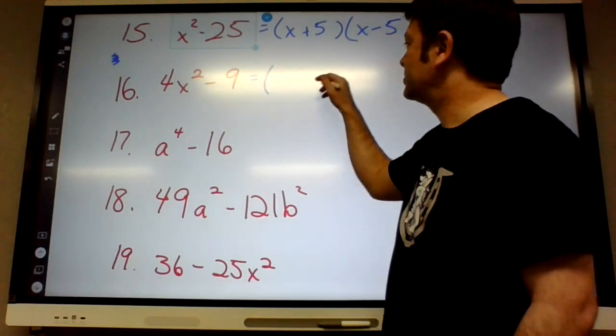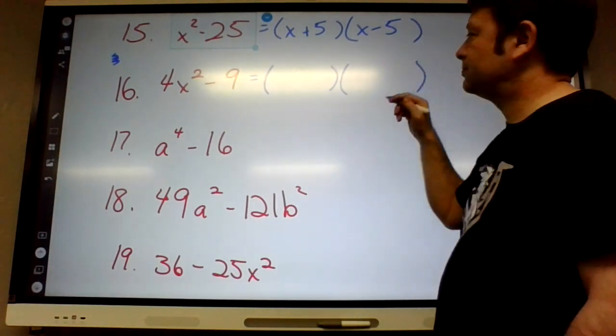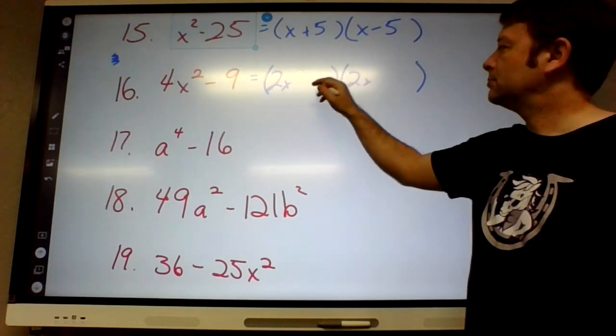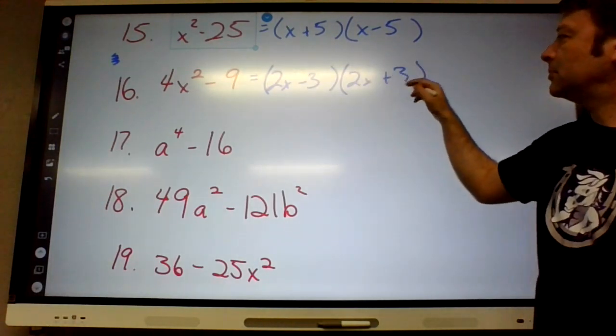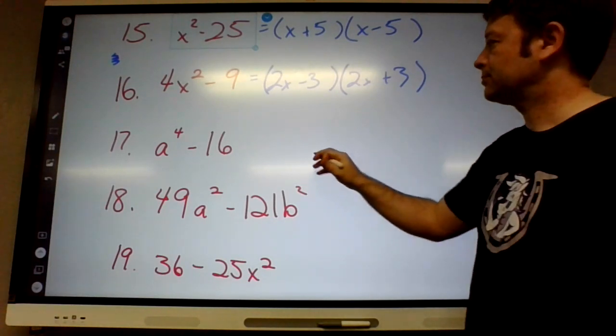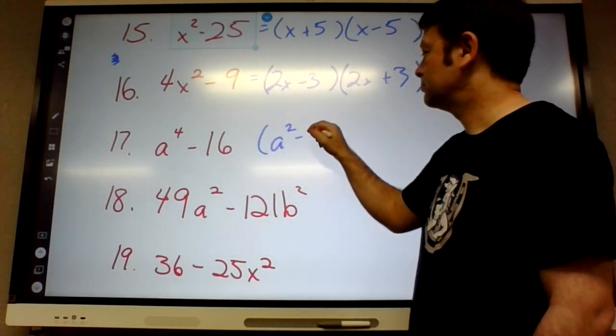Avery is 16. 2x minus 3 and then 2x plus 3. Manny, 17. A squared minus 4, a squared plus 4.